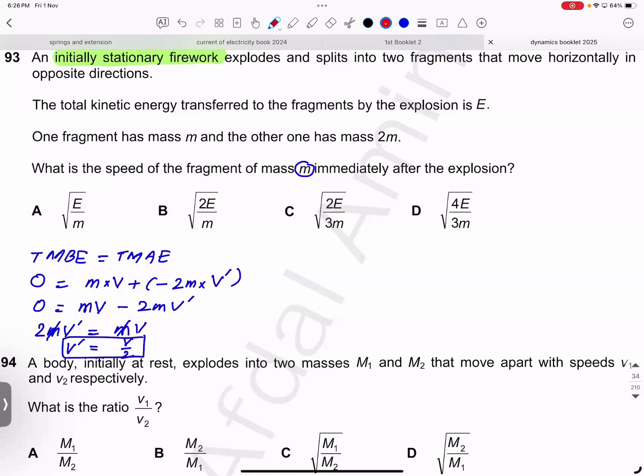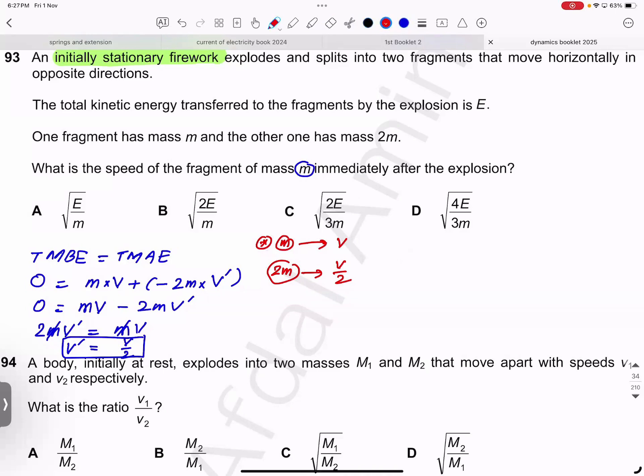This is a very tricky step. This tells you that after the collision, mass m has speed v, and mass 2m has speed v by 2. You all agree? If you are able to fix this, your question is done. Now why? Because they say the total energy was given as E. We need to relate the speeds with their masses.